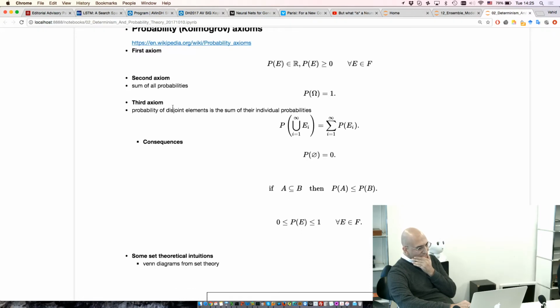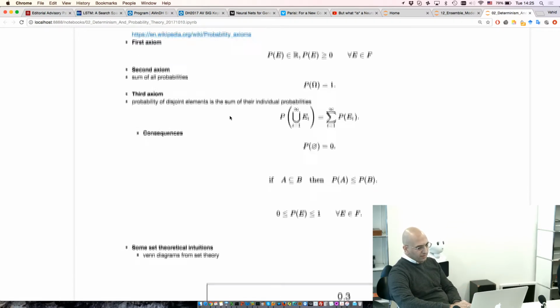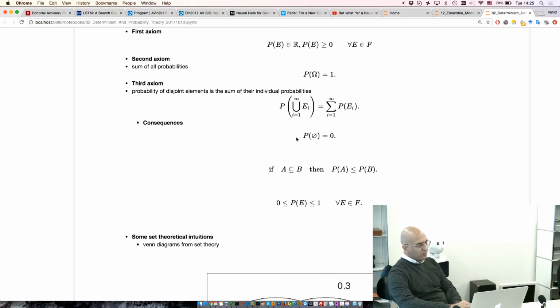The third axiom says, for example, that the probability of disjoint elements is the sum of their individual probabilities. It's obvious, right? It's either head or tail. It's either 1, 2, 3, up to 6, for example. So you can just sum them if they're independent. And then you can say, for example, the probability of the empty set is 0. The probability that nothing happens should be 0, because some of these options should happen.